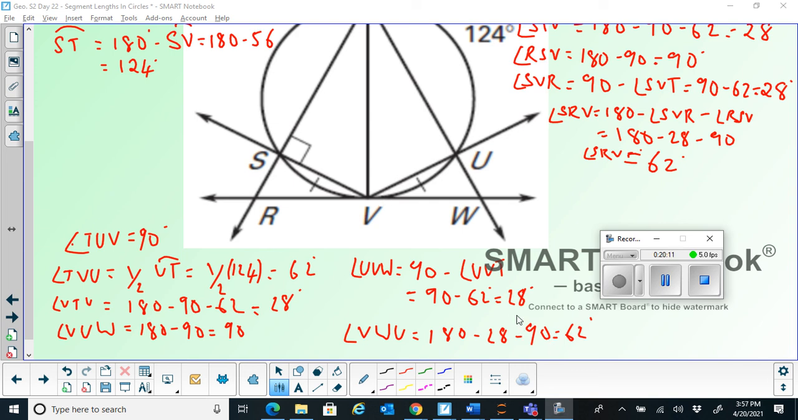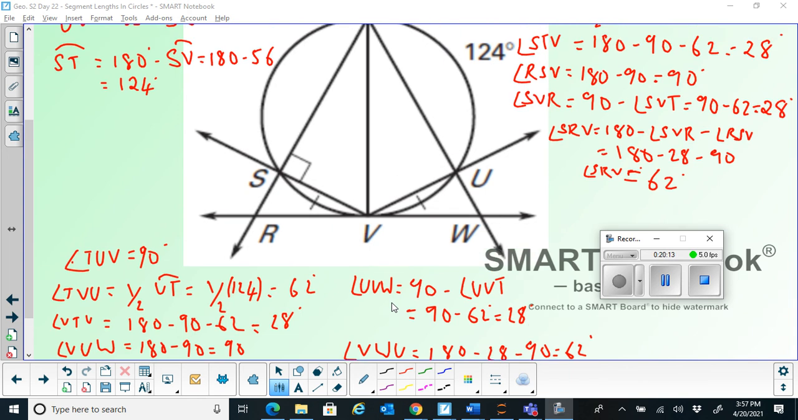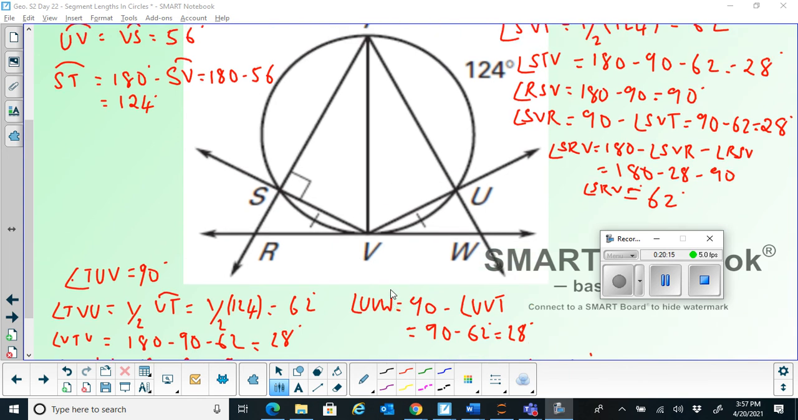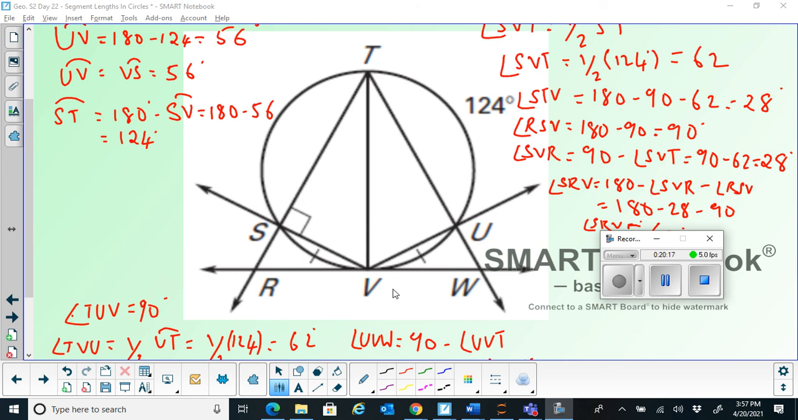I hope you have solved all the angles and arcs on this particular problem. You can utilize the rest of the class time to take the unit 10 quiz, which is there on the hub. Okay, it's 45 minutes time and you'll have just one attempt.